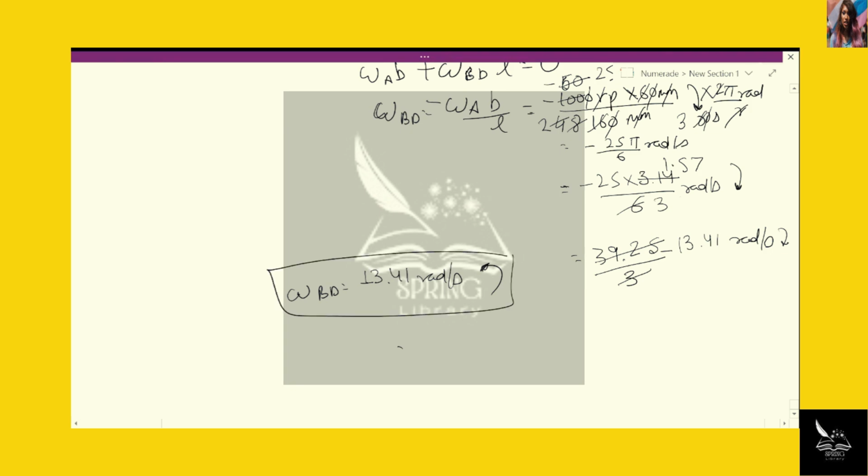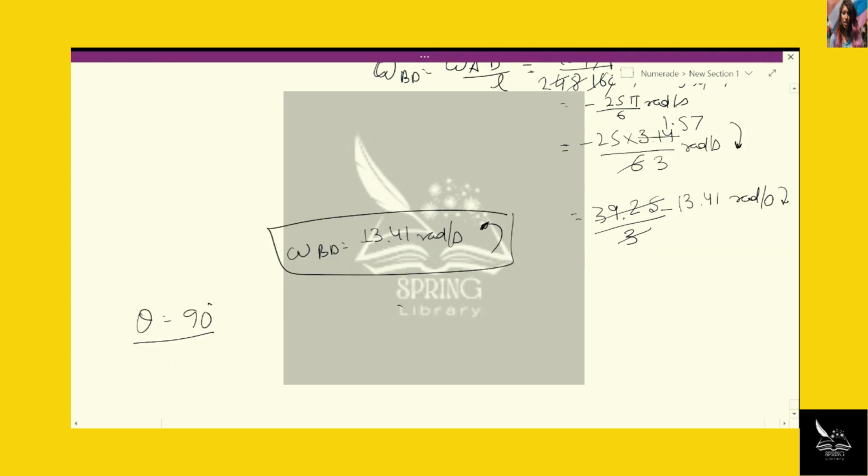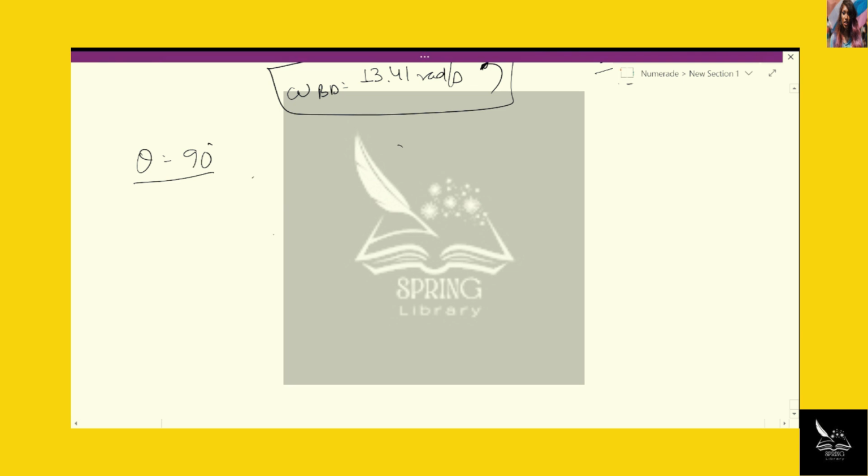Okay, now let's look at case theta equals 90 degrees. So for theta equals 90 degrees, the rod AB is going to be flat, and A and D will be in a straight line. So this is D, this is A, and the velocity of point B, if this is our rod, the velocity of point B is going to point directly downwards. And the value will be omega A times B.